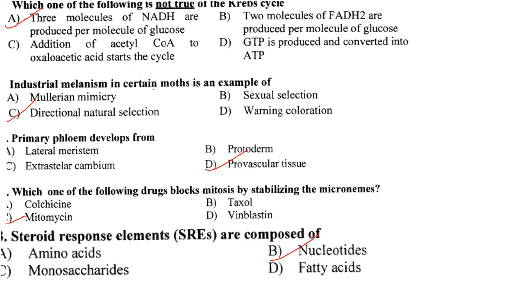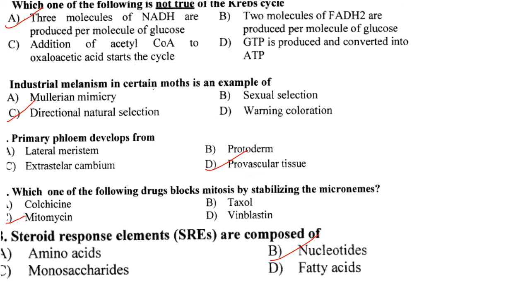So micronemes are cellular organs or organelles possessed by apicomplexan protozoans that are restricted to the axial third of the protozoan body. They are surrounded by a typical unit membrane, and on electron microscopy they have an electron dense matrix due to higher protein content. They are specialized secretory organelles important for gliding motility and host cell invasion. So that are micronemes. So which of the following drugs block mitosis by stabilizing the micronemes?